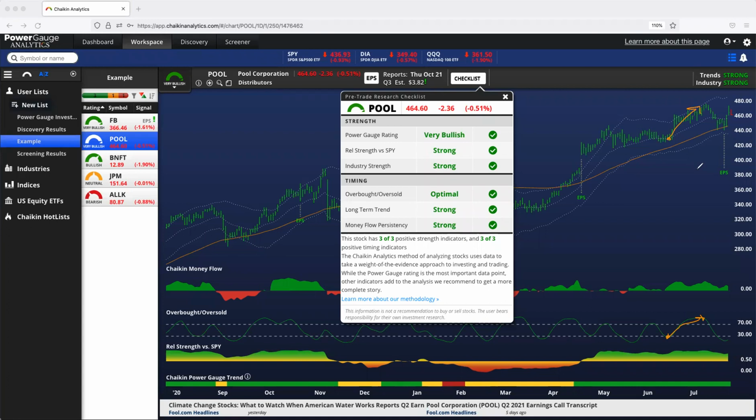Folks, we combine all of these indicators on this chart with the help of the checklist together to help us understand if this is the sort of stock we likely would be interested in purchasing for our portfolios.